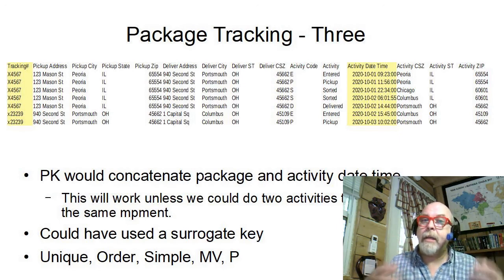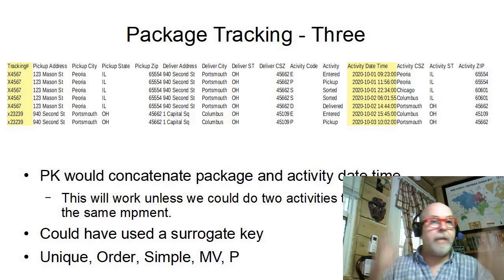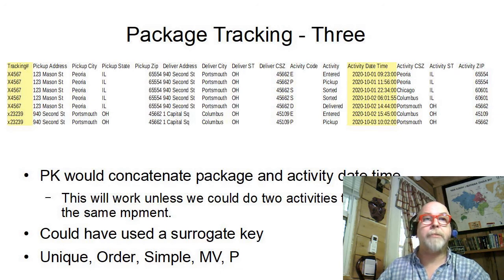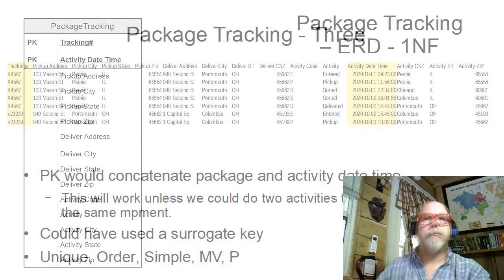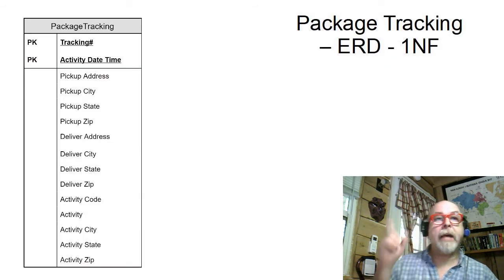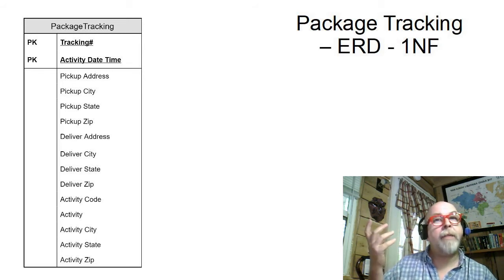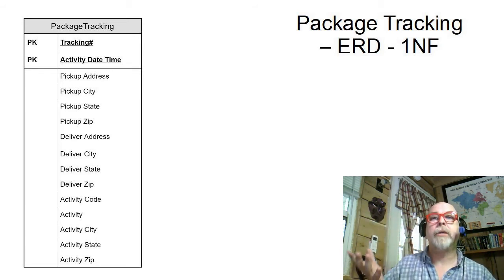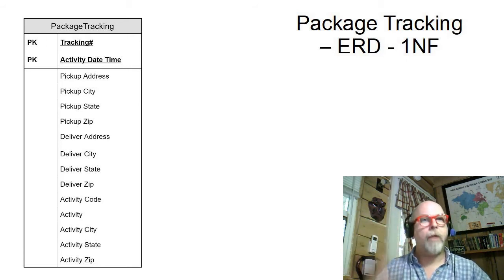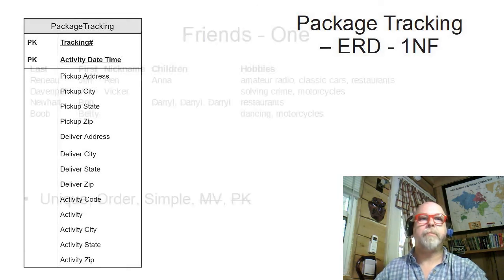I've got a primary key, no multi-values. I've simplified everything, and the order could be any which way I want in rows and columns, and guess what? I've got my package data into first normal form. And the entity relationship diagram would look like that, with the tracking number and the activity date time being the primary keys, and then all of the attributes: delivery address, delivery city, state, zip, activity code, activity description, city, state, zip, they're all there. Rock and roll, we're in first normal form.